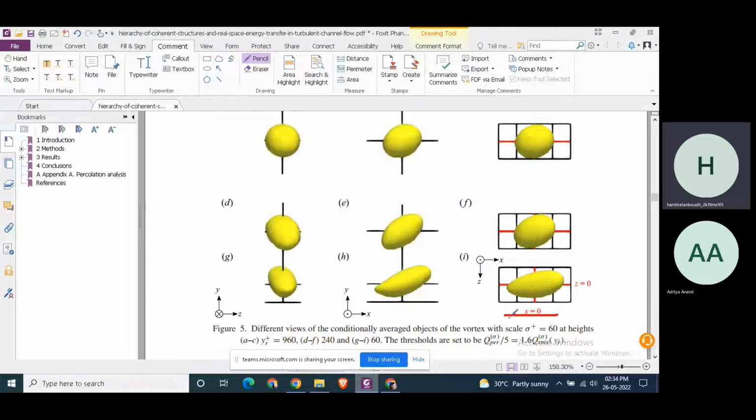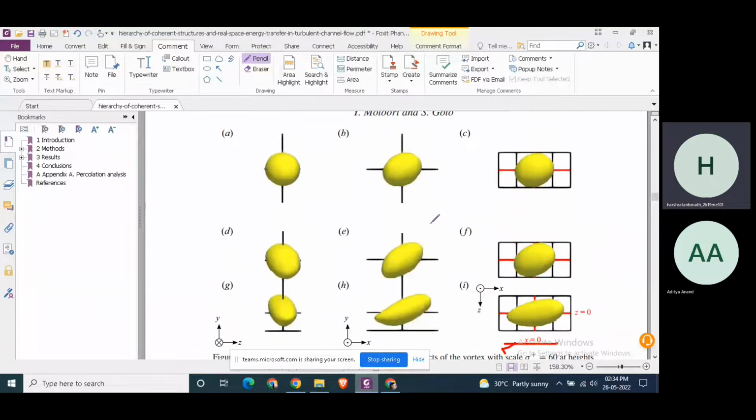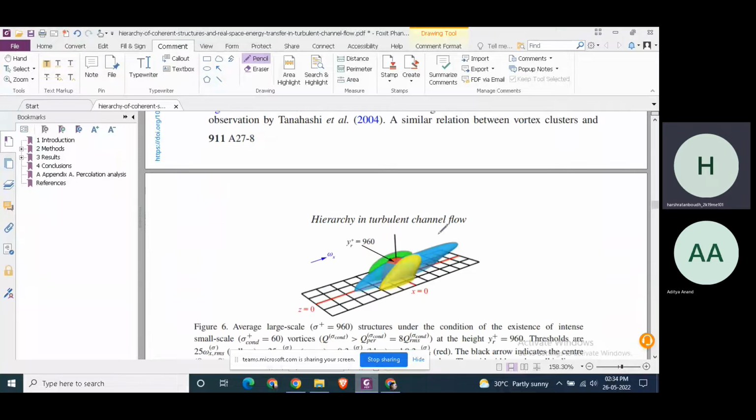So the wall puts a resistive force. That is why. But from these figures we can say that the small surfaces are isotropically distributed. And there is also something else. These are the large scale isosurfaces.